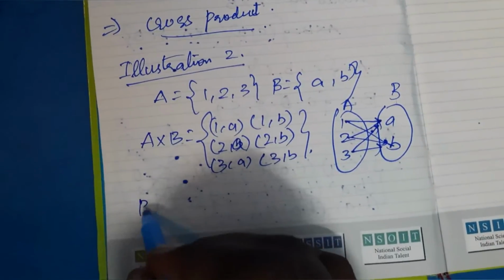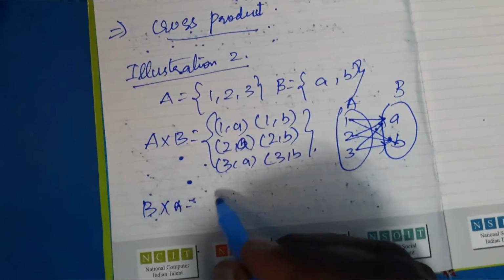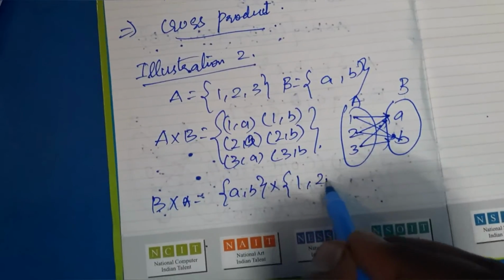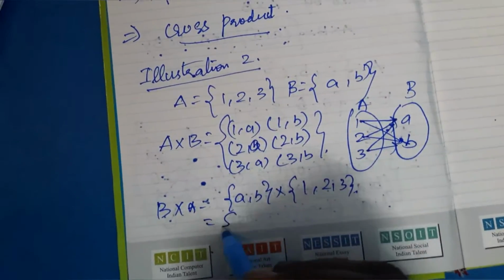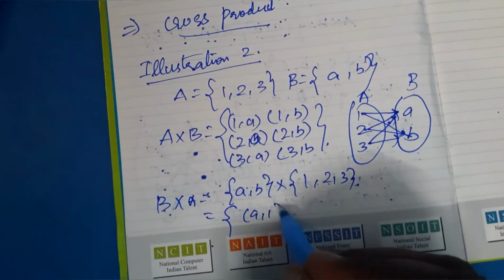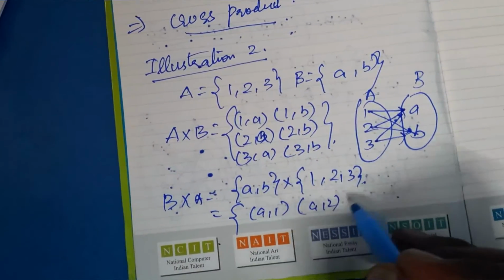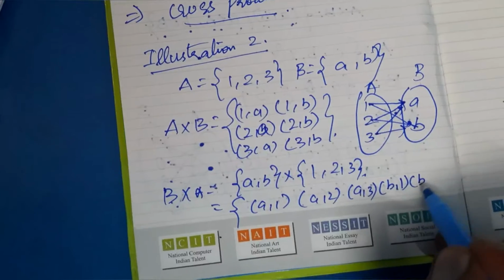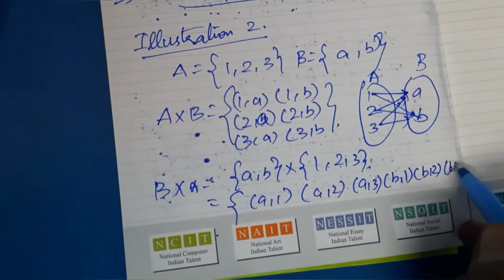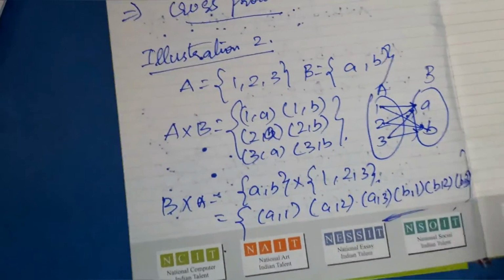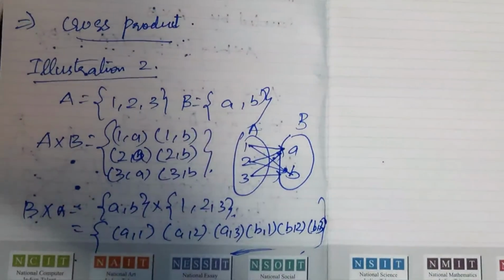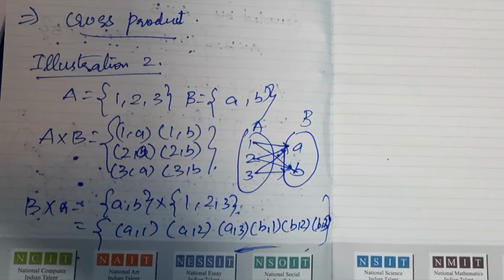Suppose that we want to do B cross A. It means a, b in the first and 1, 2, 3 in the next. So we get a comma 1, a comma 2, a comma 3, b comma 1, b comma 2 and b comma 3. They are called possible sets of ordered pairs. All the possible ordered pairs are called the Cartesian product, A cross B or B cross A.